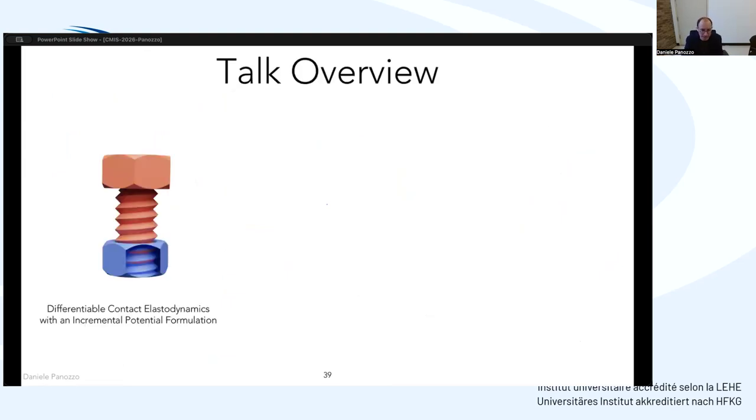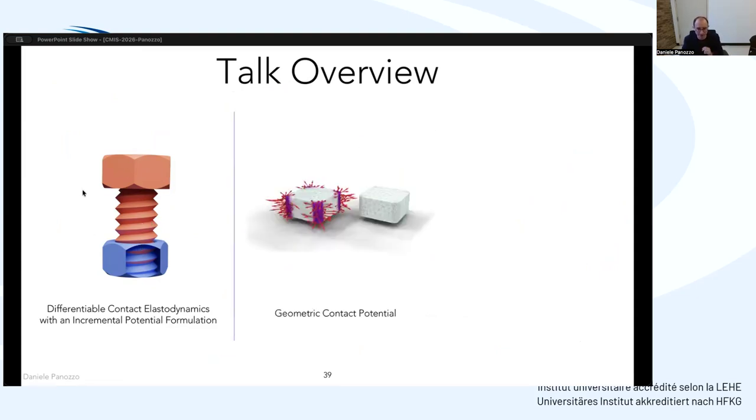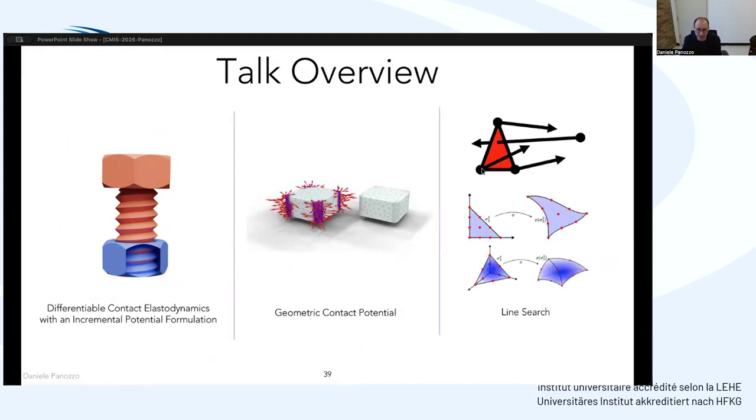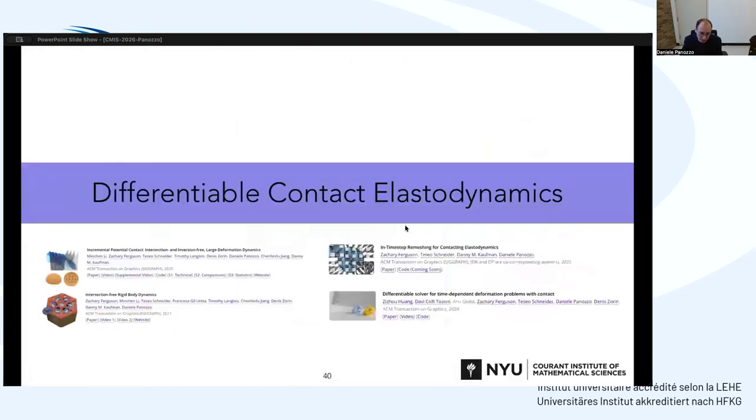So what I would like to tell you today is about this different formulation for contacting elastodynamics, which is, again, designed to be robust. That was the main reason to do it this way. One of the key ingredients is a new geometric contact potential, and then I'll talk about the line search, which is a very special aspect of this. We've been working on this for a few years. The first paper was in 2020. This is probably the first paper to look at if you are completely unfamiliar with this type of method, but there have been many follow-ups.